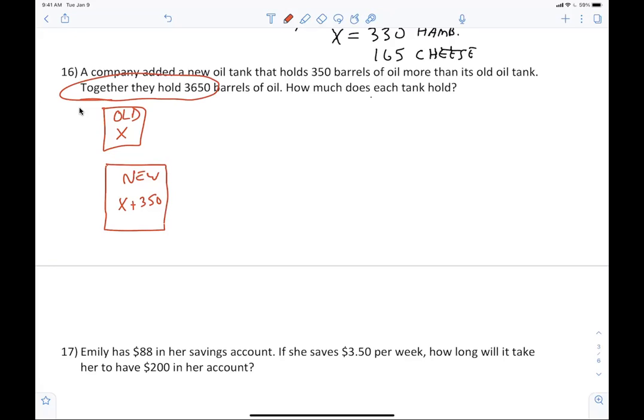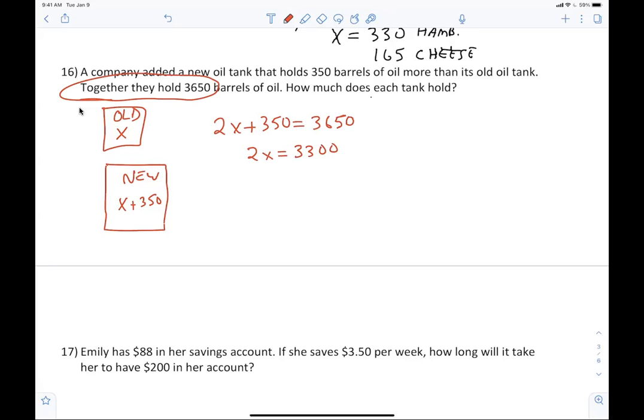So Miss Pancholi, what was the equation? 2x plus 350 equals 3,650. So 2x is equal to 3,300. Maybe that was your mistake. Maybe that was your subtraction mistake. Right? Double check now. Come on.